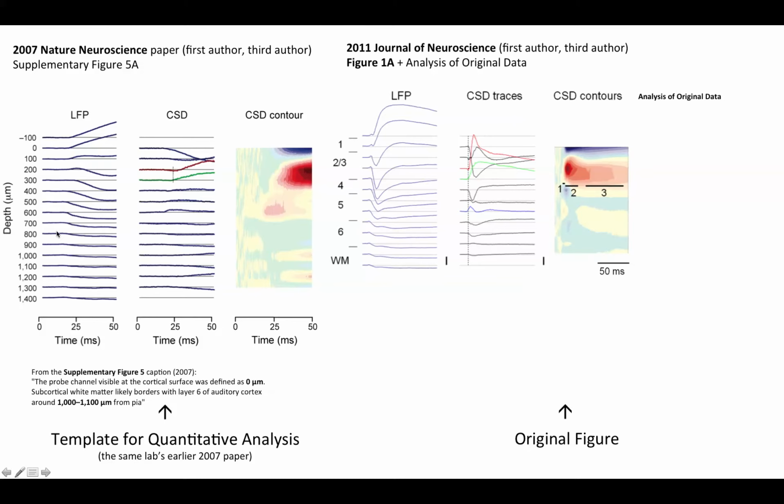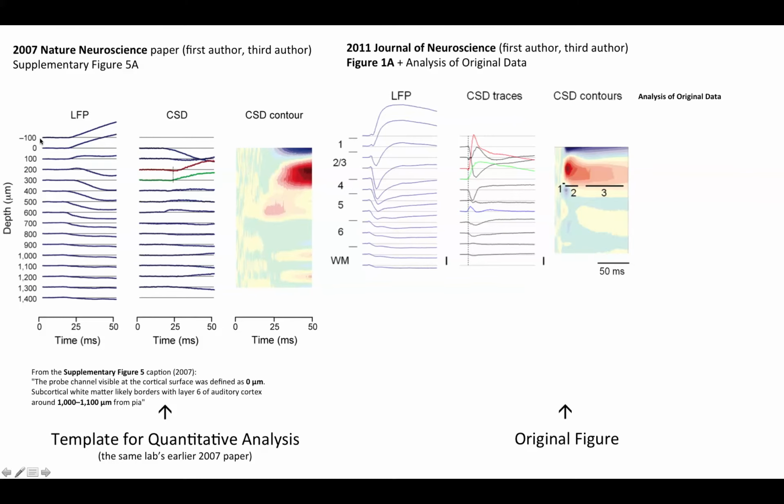There's 16 LFPs. So these are recorded throughout the depth of auditory cortex, and auditory cortex in mouse is a little over 1 millimeter in depth. So a millimeter has 1,000 microns in it. So the depth of cortex, the full depth of cortex would be down to about right here.